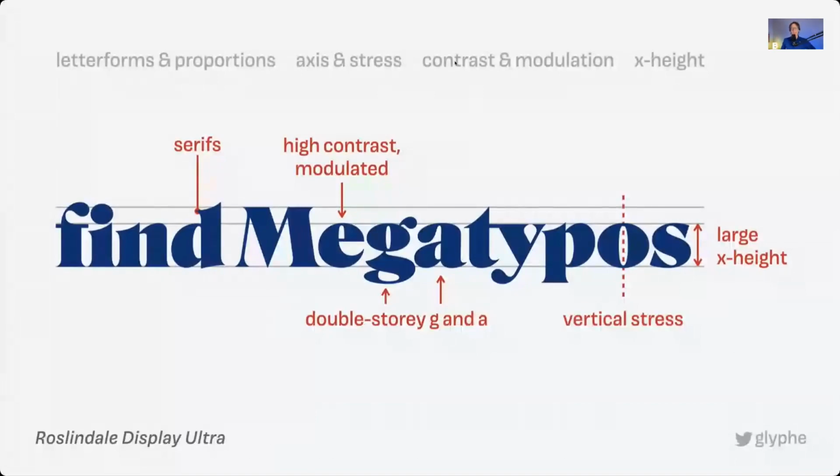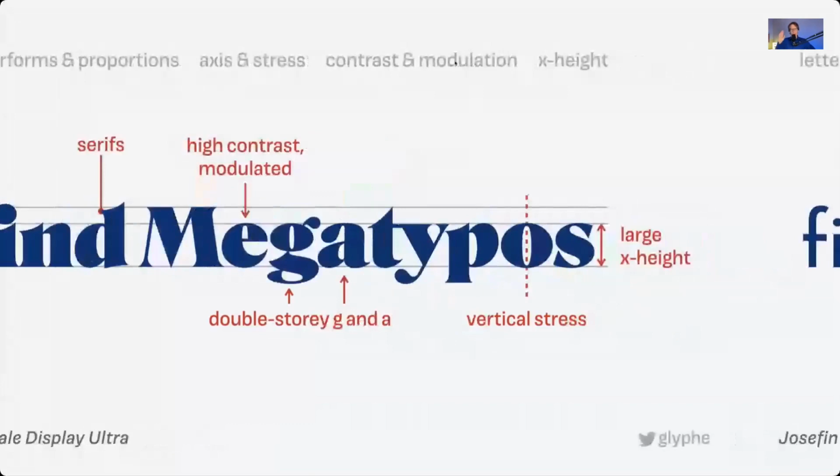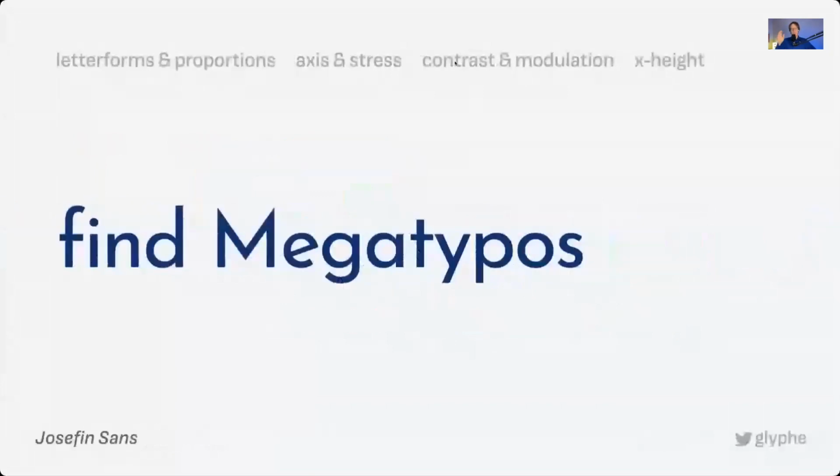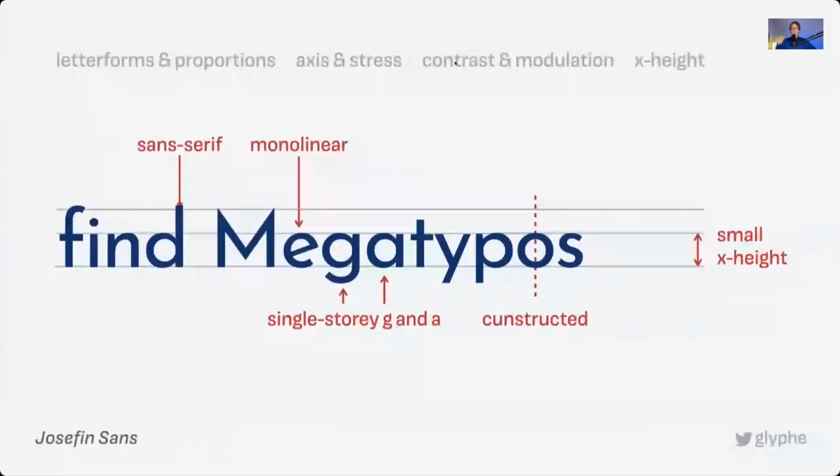And the third example was one with a very simple monolinear sans serif typeface, with a small x-height, single story a and g, very constructed. You almost see no contrast or modulation. Very much the same, more or less, from the letters, from the strokes. Okay, so this was a quick recap from yesterday.